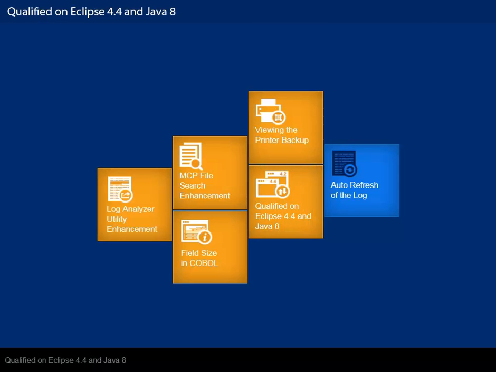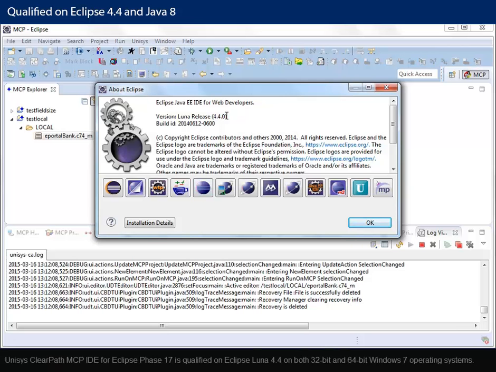Let's understand the support provided from Eclipse 4.4 and Java 8. Unisys ClearPath MCP IDE for Eclipse Phase 17 is qualified on Eclipse Luna 4.4 on both 32-bit and 64-bit Windows 7 operating systems.